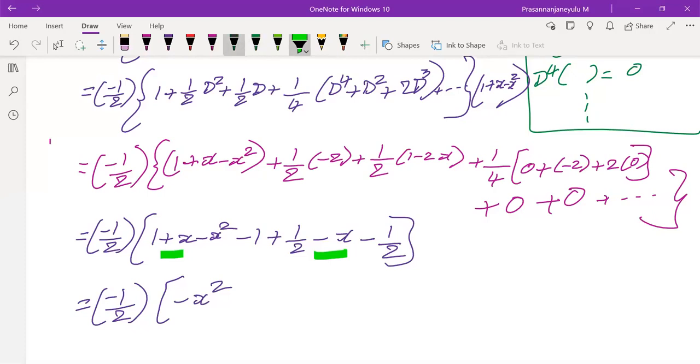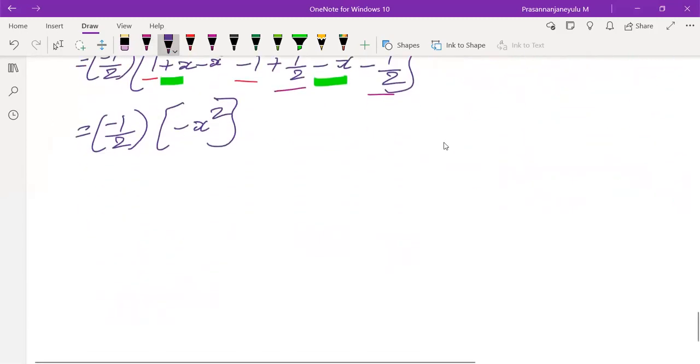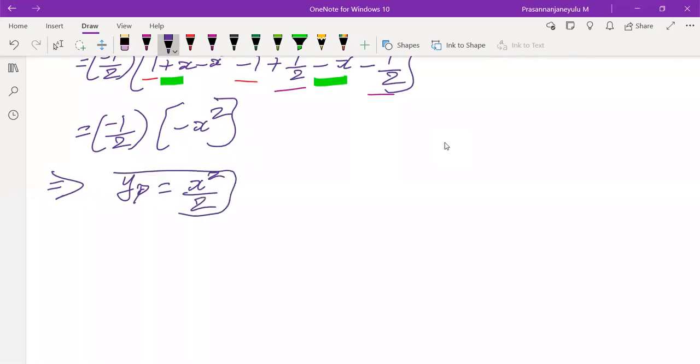In the same manner, you observe one more point. Here it is plus 1, I'm underlining with red color, it is minus 1. In the same manner, here it is plus 1 by 2, here it is minus 1 by 2. These things get cancelled. So what are we going to get finally? We are going to get simply minus x square, nothing else. So if we do the simplification, then Yp is equal to simply x square by 2, is the answer.